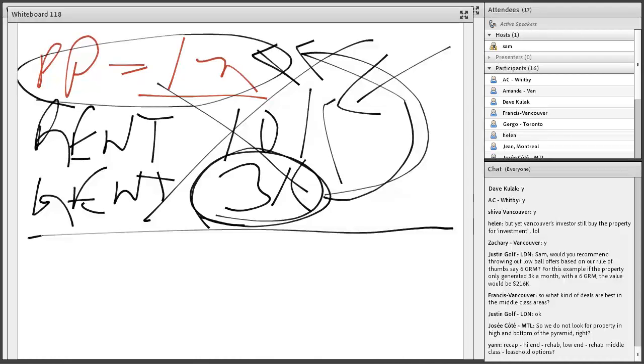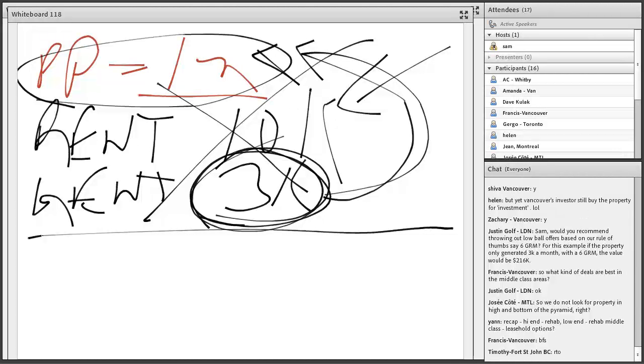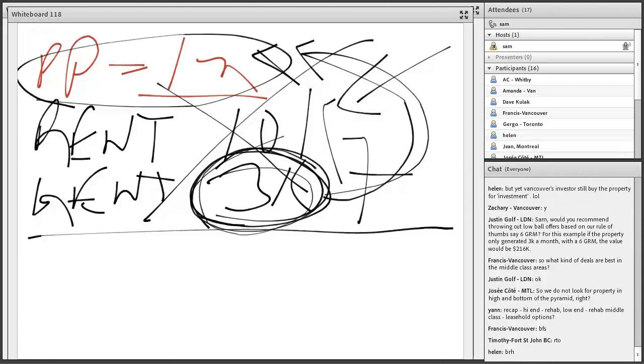Okay, so do we not look for properties in the high end of the pyramid? Well, I don't want to say that either. I don't want to say this property is no good for buy and hold. But what can we do with this property? Even at 3K income, there's something we could do. What could we do? Buy, fix, and sell. Yeah, we could flip the property. Good, Francis. If there's a rehab in there, possibly we could flip it. Yeah, what's the other one we can do?